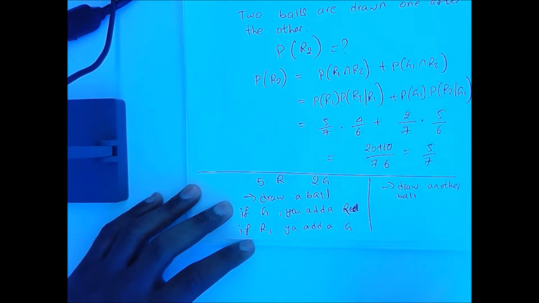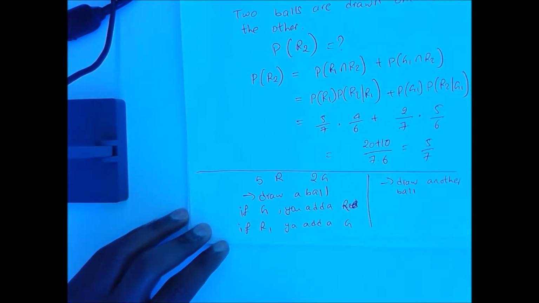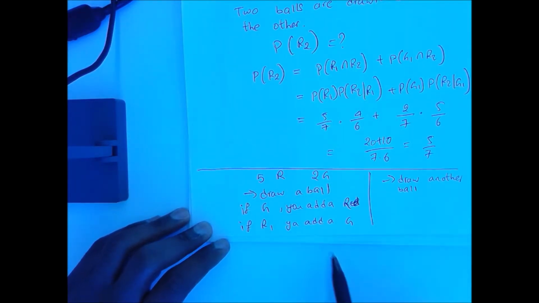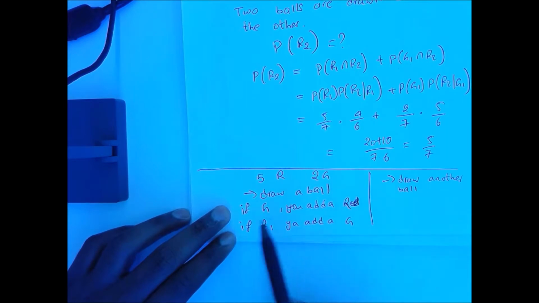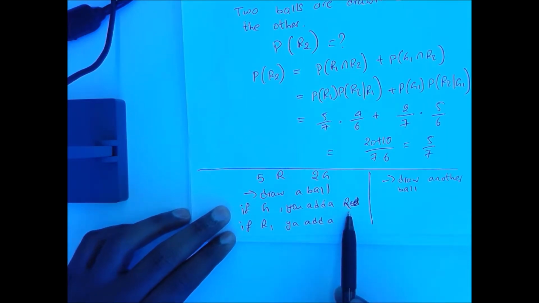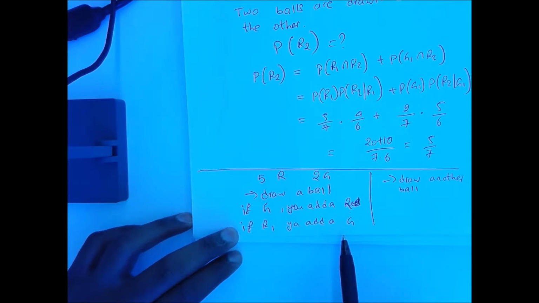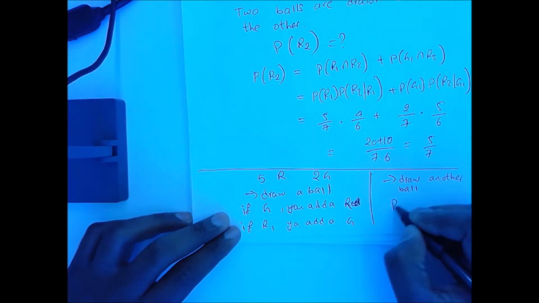Everybody clear with what's happening here? There are 5 red and 2 green to begin with. You draw a ball. If what you drew was green, you add a red ball in. If what you drew was red, you add a green ball in. After you do that, you draw another ball. Now what is the probability of having the second ball as red?